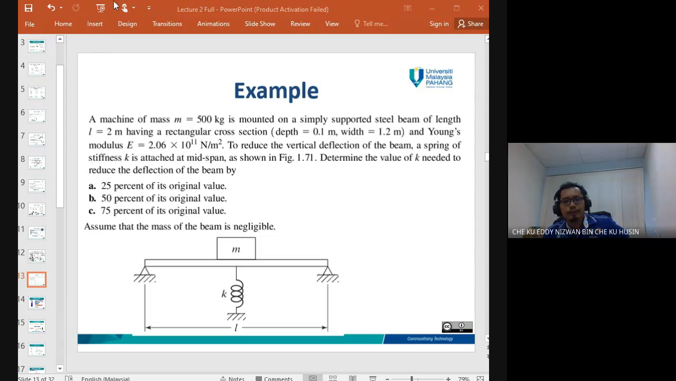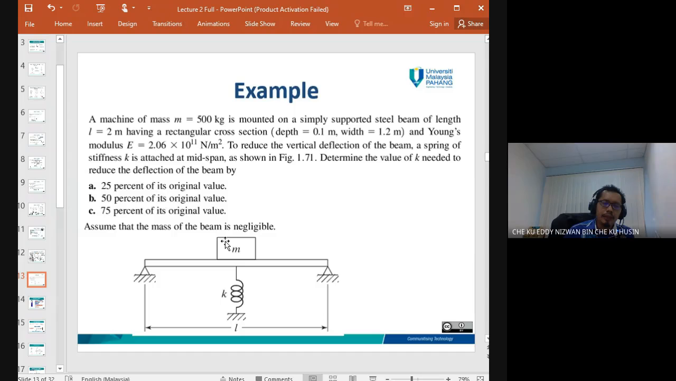Okay, so basically there is only a simply supported steel beam. So now you have deflection. But first we have to find the original deflection. So for this case we have to calculate the stiffness of this beam. Everything is given, so we just have to use the equation. Based on the original deflection, we want to reduce the deflection, so we add another resistor, which is we add another spring. We add another spring in the middle of the beam.